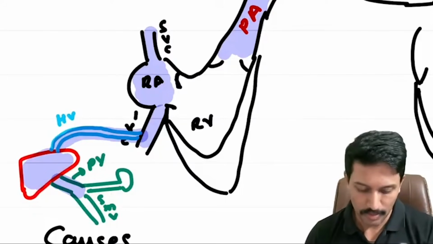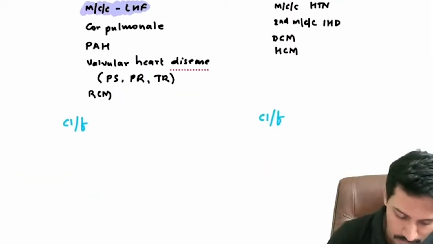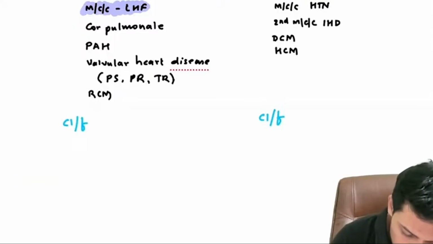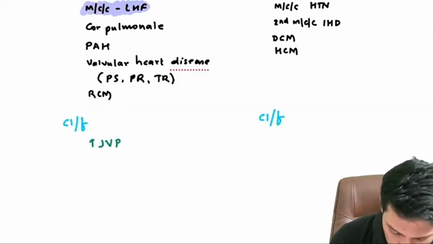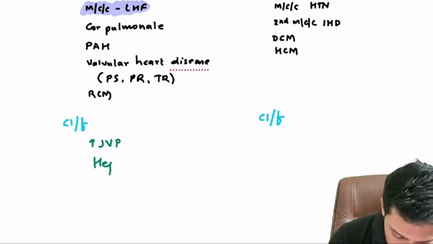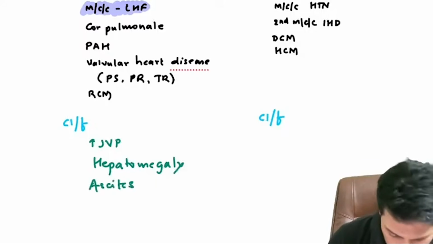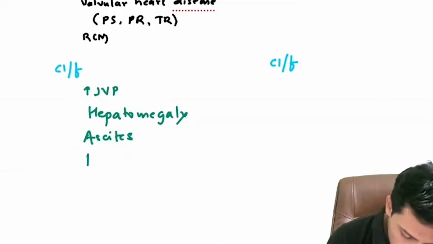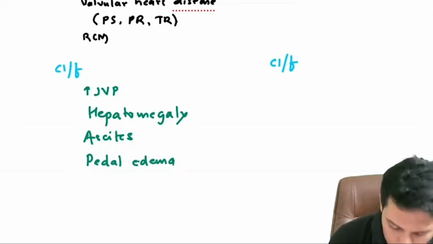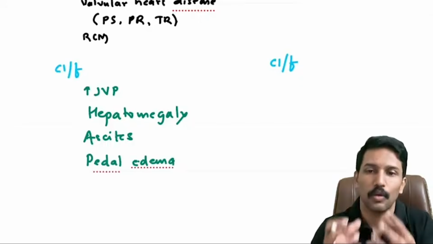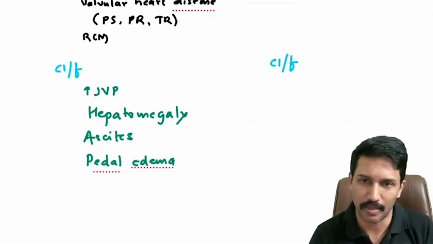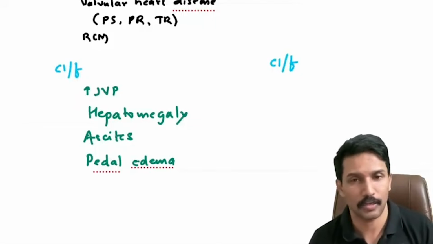So is that clear? Let me write down the findings that you should write for right heart failure. Right heart failure will present with raised JVP, hepatomegaly because of the congestion in the liver, ascites because of portal hypertension, and pedal edema because inferior vena cava pressure is high. So you have difficulty draining the blood from the lower limb veins, and you will end up with pedal edema. These are classical symptoms of right heart failure.